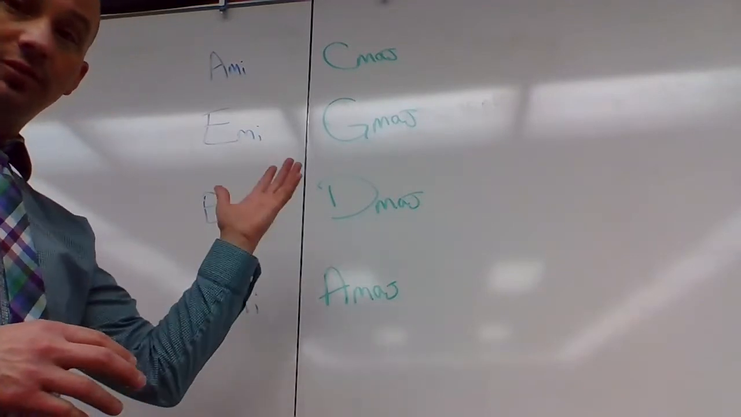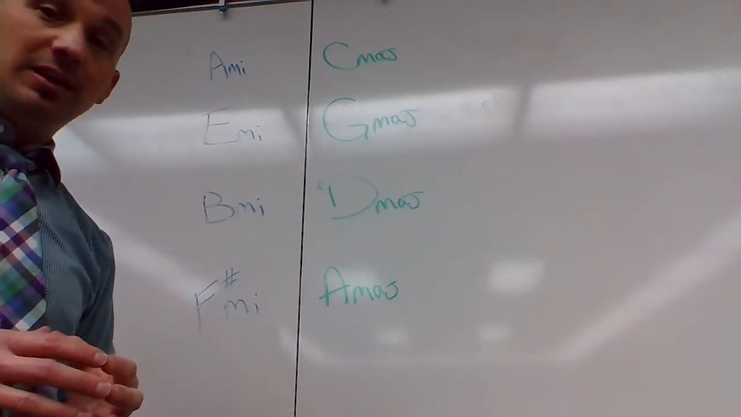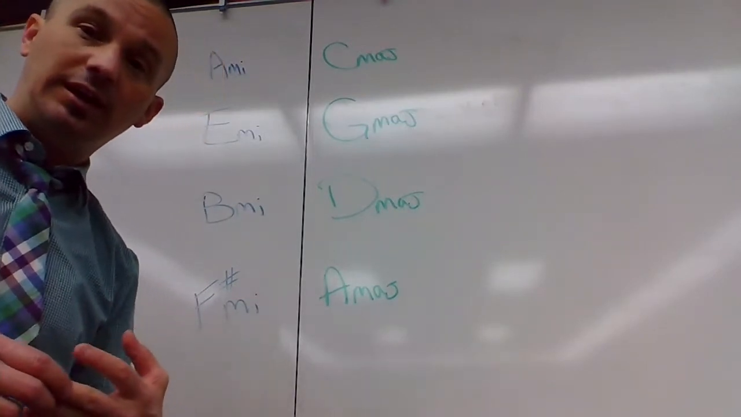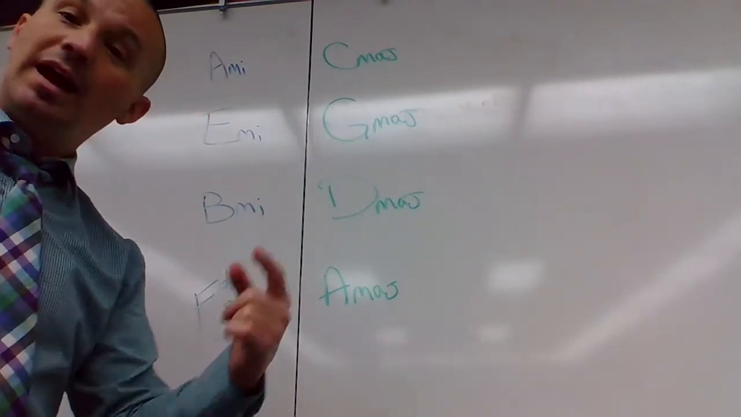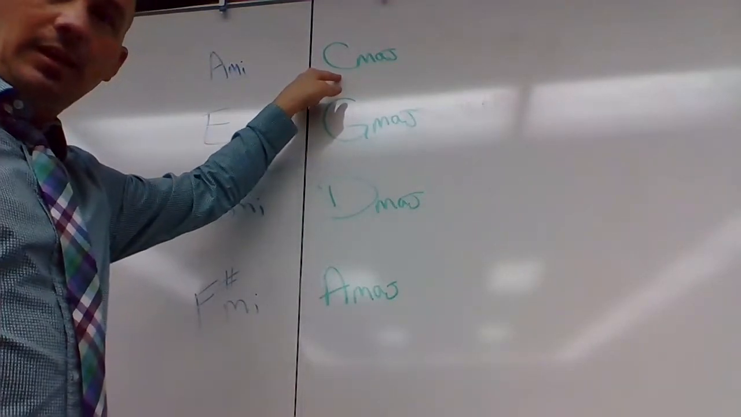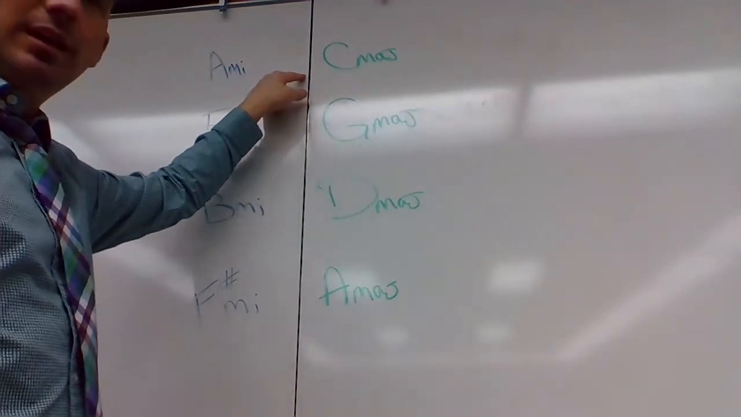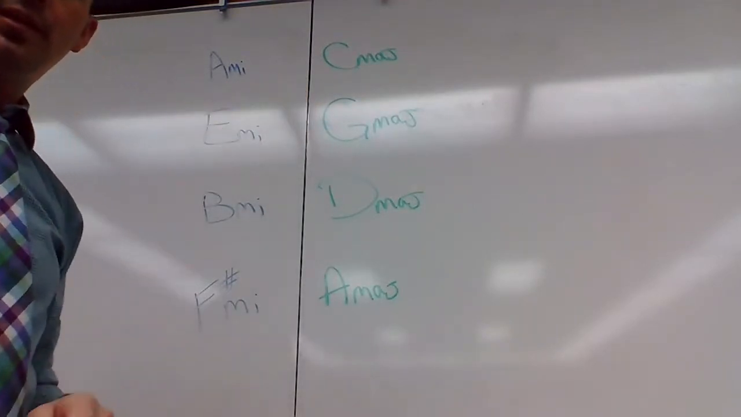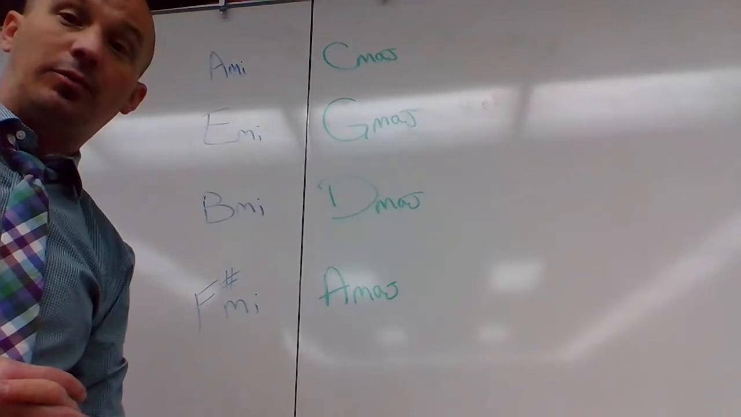Okay, so the reverse is true also. If we have a major key and we want to find the relative minor of that major key, we go back a step and a half. So if I'm on C, I'm going to go back a half step to B and then a whole step to A. Okay, that's how I find the relative minor.